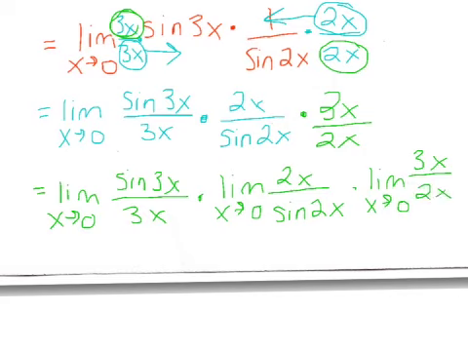Okay, so now using our theorems, we know that our first term equals 1, our second term equals 1, and our third term, we can't plug in 0 the way it is because we'll get a 0 in the denominator. However, our x in the numerator and our x in the denominator cancel. So we just have 3 halves. So our final answer, 1 times 1 times 3 halves, is 3 halves.